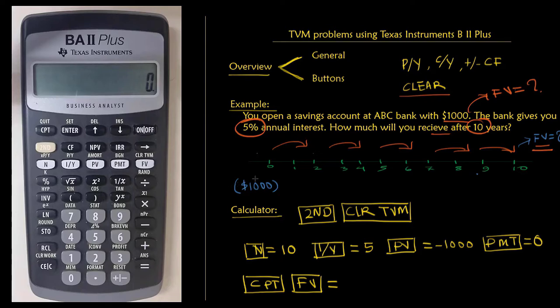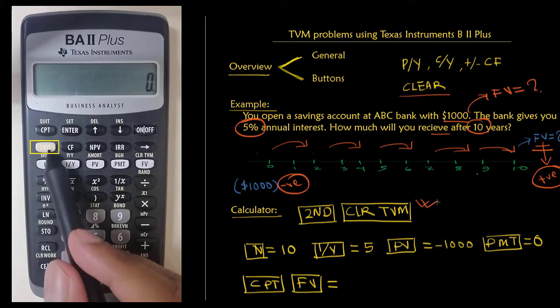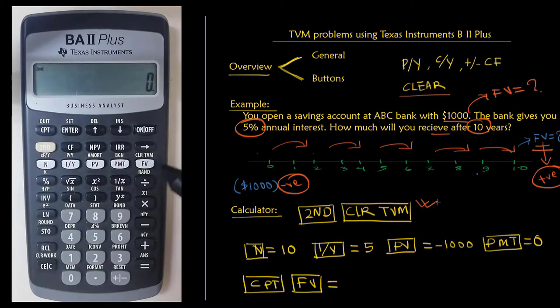So this one is our negative cash flow because it's a cash outflow, and this one is a positive cash flow because this is the money that you'll receive. So make sure to differentiate between these two using the negative sign. So to start off, first clear the memory. To do this, press this button, then you press the clear TVM button, and now put in the inputs.